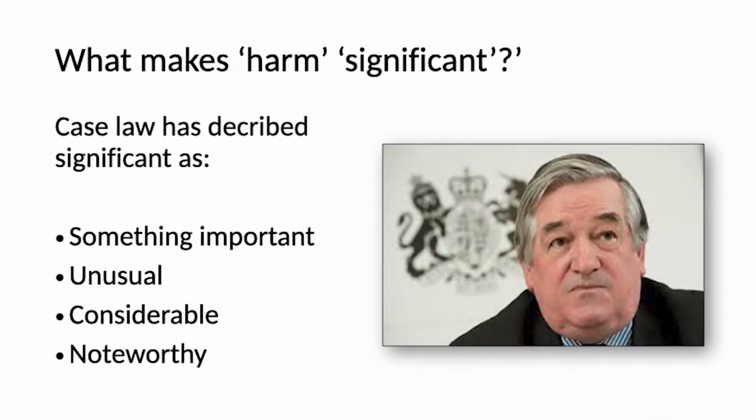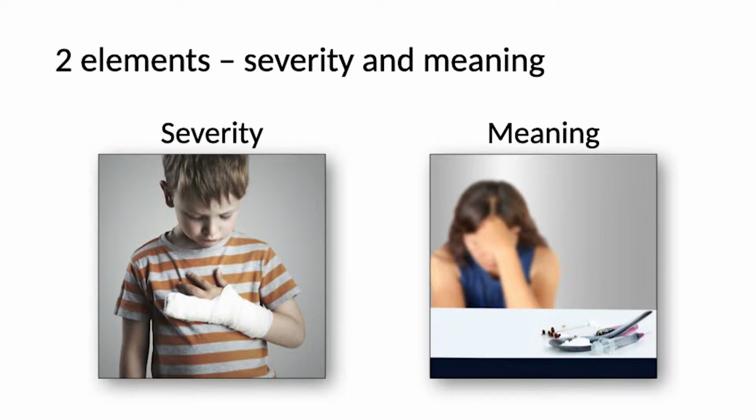Case law has described it as being something important, considerable, unusual, or noteworthy. It has been defined as having two main elements. These are that the harm is serious or severe, and secondly, that it has meaning. I think there are two quotes that tell us where the lawmakers really wanted the intervention of the state in private family life to be pitched.